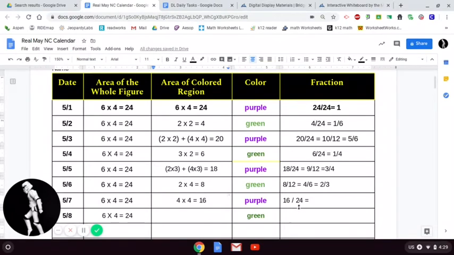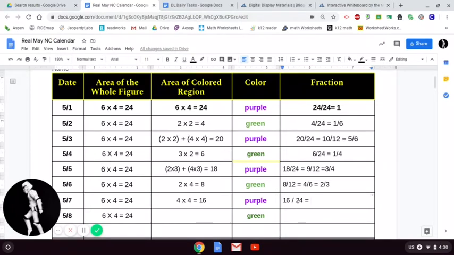So I've got 16 out of 24 for this one. What can I simplify 16 24ths into? I got to look at a number that both 16 and 24 divide evenly into. Now, they're even numbers, so it's definitely going to be 2. But it's not just 2. Those 2 are factors of a whole bunch of other numbers.